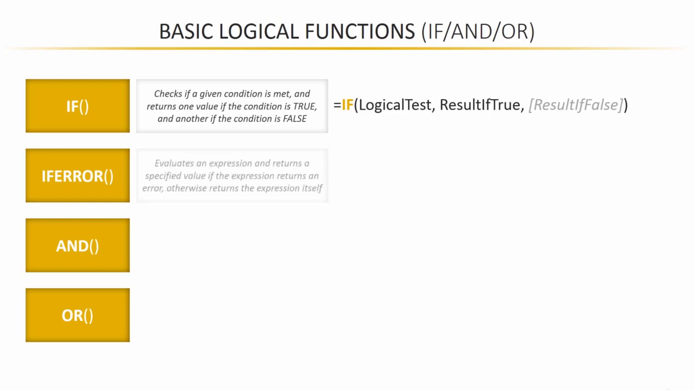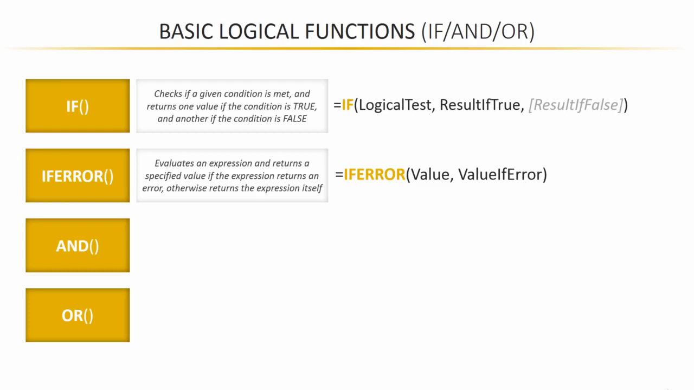Next up, IFERROR. This one evaluates a value or an expression and returns a value that you specify if the expression returns an error. Otherwise, go ahead and evaluate the expression just like you normally would. It's a little bit wordy, sounds more confusing than it really is, but basically you're saying, if you get an error when you run this value or expression, instead of displaying that error, display some custom value instead.